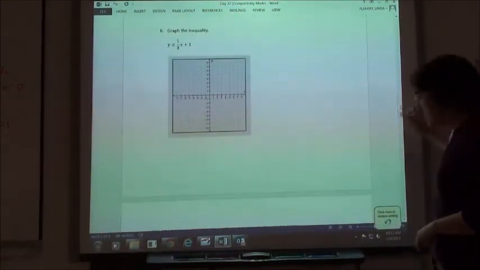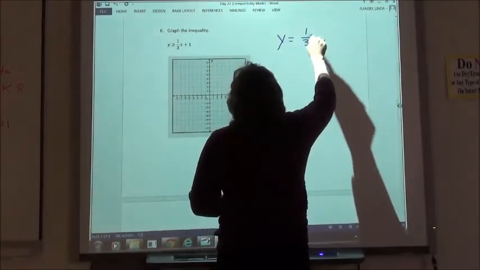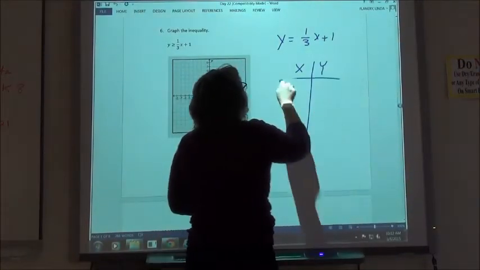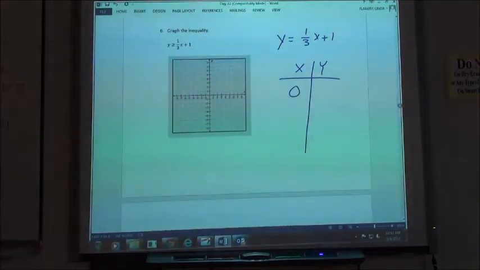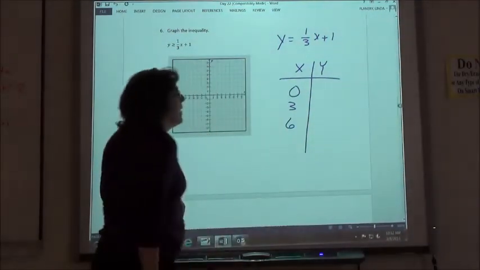So number 6, this time when we do it, we're pretending it's y equals 1/3 x plus 1, and we have to be a little more creative at picking our points. 0 is always a good point to pick, but then we want to use multiples of our denominator. Multiples of 3 would be numbers like 3 and 6.